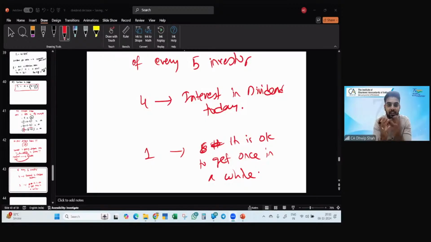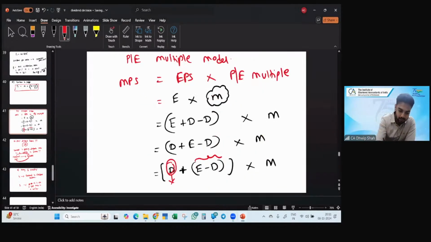So of every five investors, four were of the same opinion: to take the dividend today, to take the cash today. The future is uncertain. No one has seen the future. So what Graham and Dodd did was give 4 times more weightage to dividend than retained earnings. Are you getting this? Practically, as per his survey, he found that dividend should have more weightage than retained earnings because investors are more interested in getting paid dividend today. So he gave 4 times more weightage to dividend.